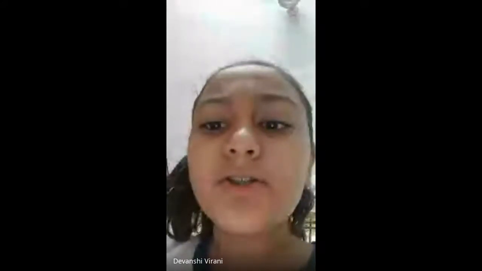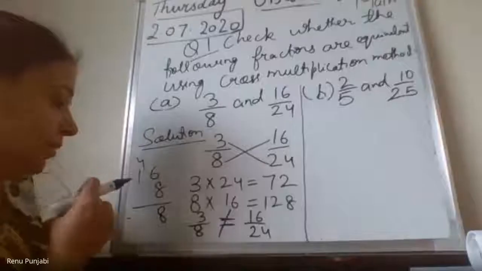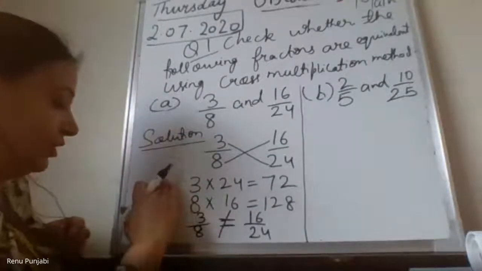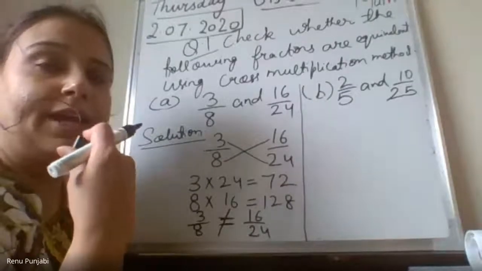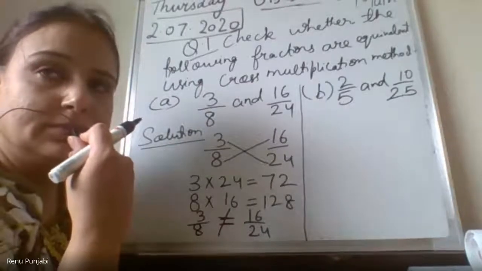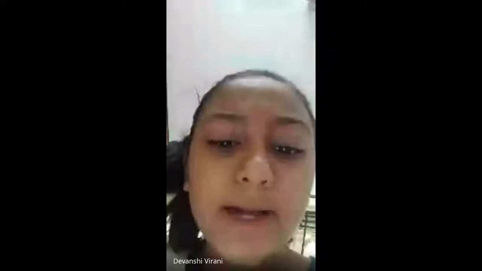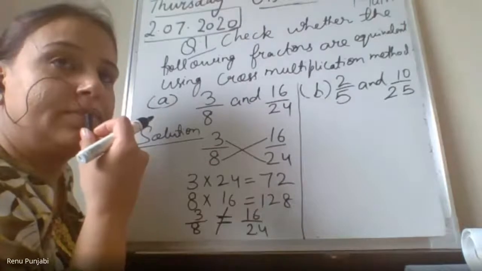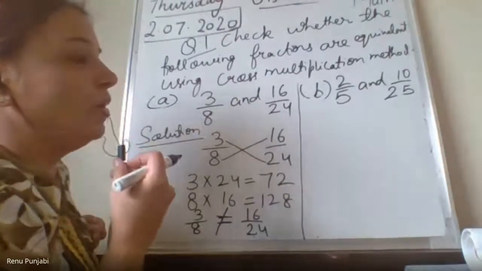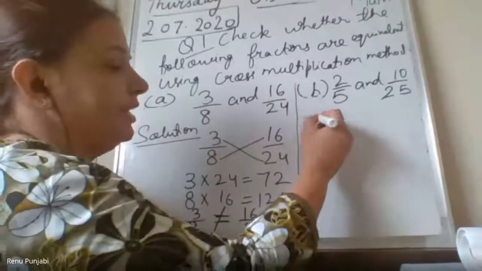Is everything clear? Yes, ma'am. Thank you. Ma'am, in B, what is 2 by 5 and what is 10 by 25? Your voice is breaking, my dear. Write your problem in the chat box. Yes, it is 10 upon 25. B: 2 upon 5 and 10 upon 25. Let us check this also.